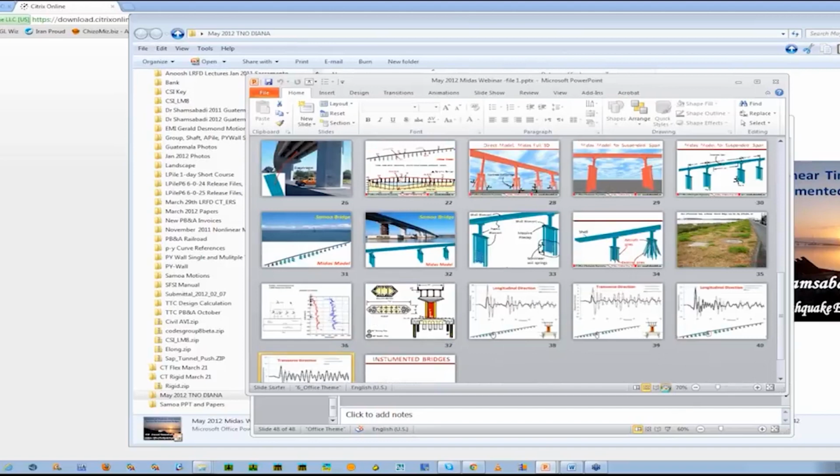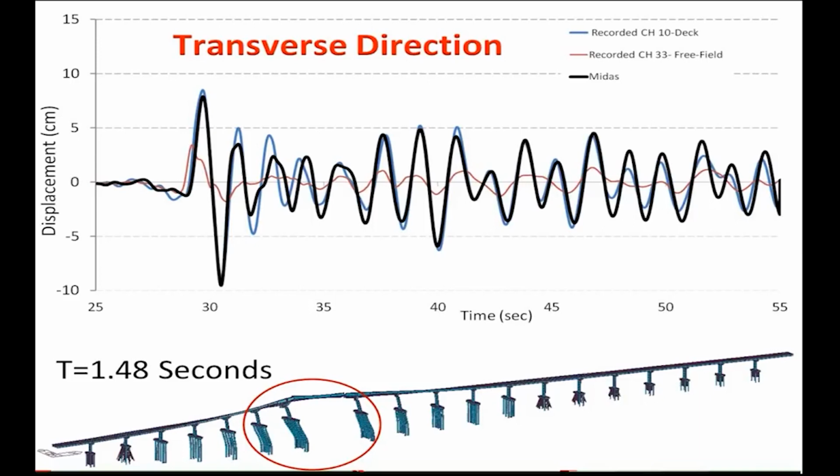Okay, so here it is in the transverse direction. I thought it was very exciting to see how you could match the recorded motion versus the analytical model. This is the recorded motion in the transverse direction, channel 10, which is located right at this location at the top of the superstructure. This reddish line is the recorded input motion, which I used to shake the Midas model, and of course the bluish is the recorded motion.